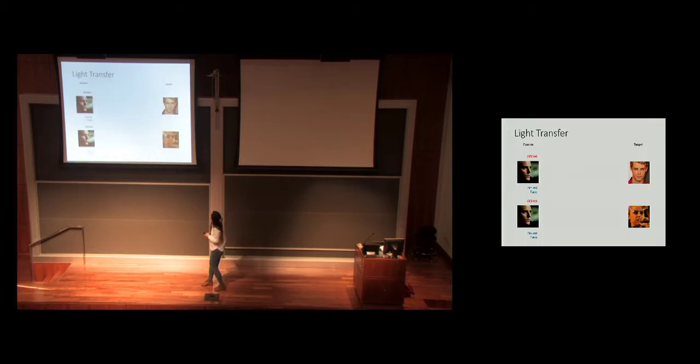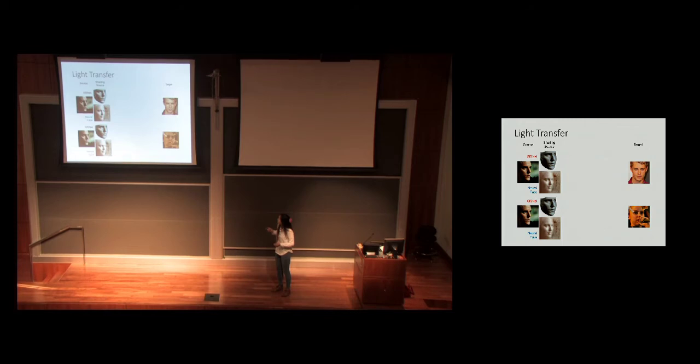And then we can also do this light transfer task. So this is another way to evaluate whether your decomposition is good or not. What you do is, given a source image, you take a target, and you want to relight this target with the source lighting. Okay? And notice that these target images are very orangey because the light was orange. It's not that the person's skin was orange.